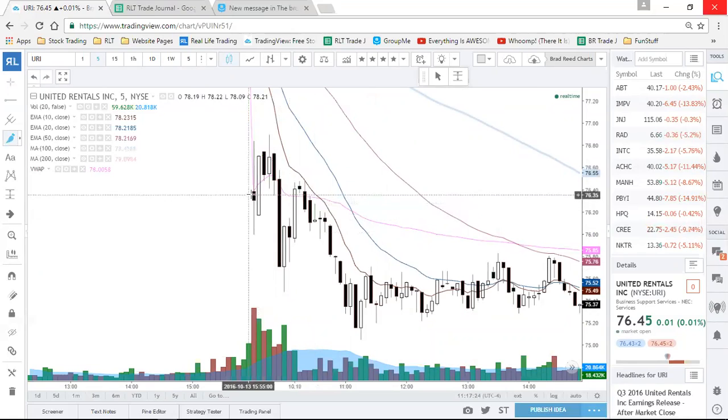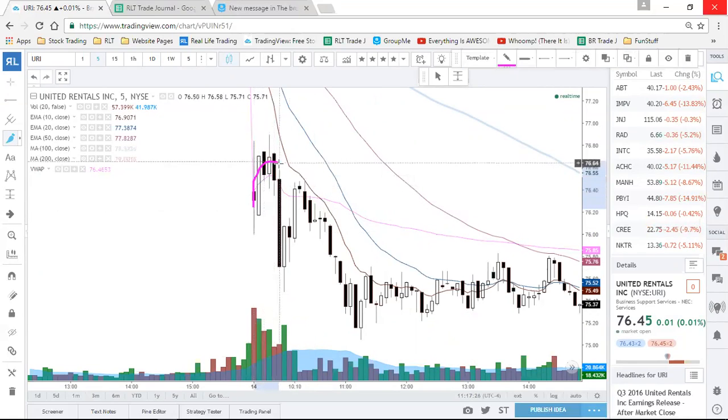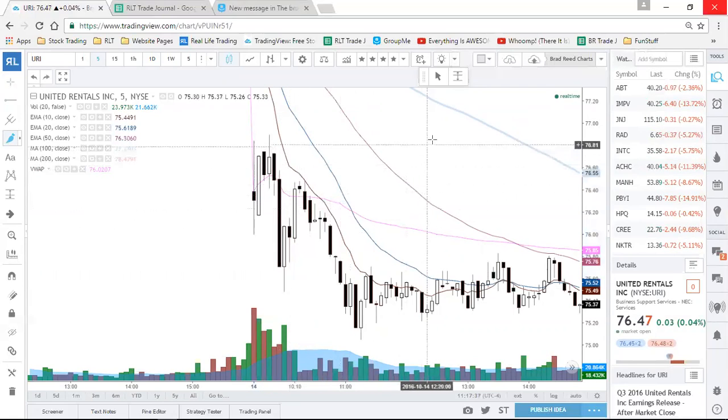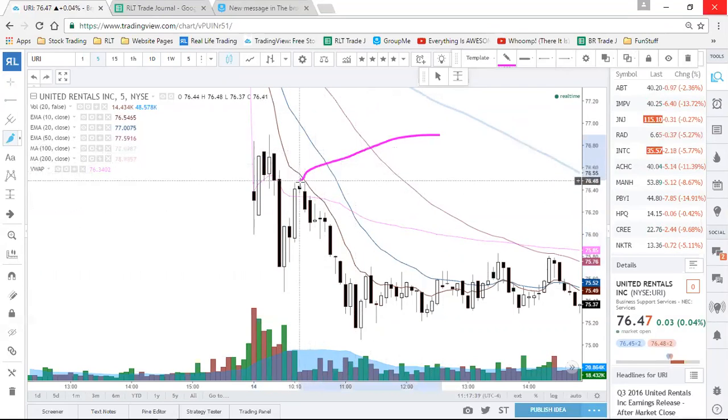So to start the day, we had some sellers. Buyers took over, then the sellers dominated. Then the buyers came in for a little bit. And then the question is, where are the sellers going to take over? This doji right there indicates indecision. It's where the buyers and the sellers are battling it out, and who's going to win.